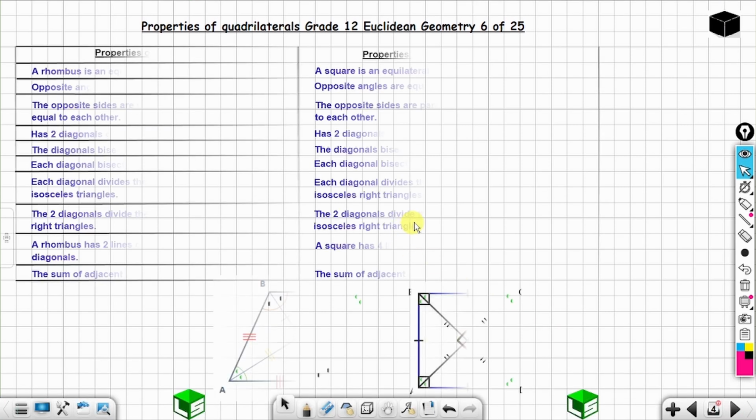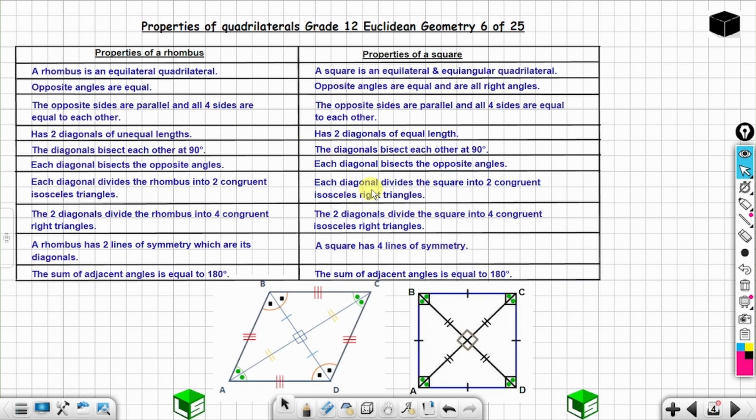And I also have this table so that you can compare the similarities and differences between a rhombus and a square. You can pause the video and read. You are going to see the similarities and differences between a rhombus and a square. A rhombus sometimes is referred to as a tilted square. For the area of a square, you know how to find it. If I call this S, the area is going to be S times S, or S squared.